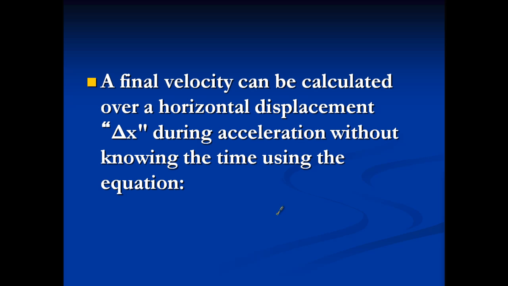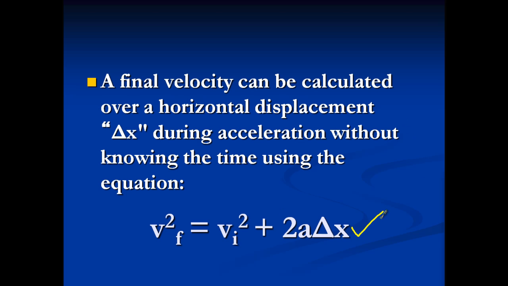So final velocity can be calculated over horizontal displacement during acceleration without knowing the time. Some problems, we're not going to give you a time interval, and you're going to use this equation straight away. Pretty much anytime I give you a problem and it doesn't have time equals some amount of seconds or minutes or hours, you're going to use this equation. So your final velocity squared equals your initial velocity squared, plus 2 times the acceleration times how far you went.